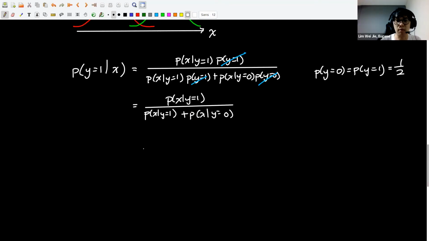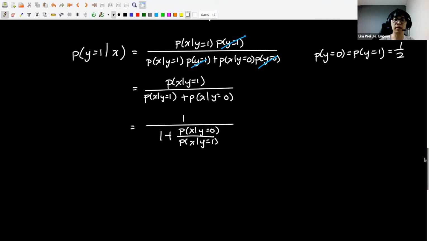Now what I'm going to do is to divide the whole term by the numerator. Essentially, I'm going to divide the numerator by p of x given y equals 1, which gives me 1, and I'm going to divide the denominator by the same factor. So what I will get is 1 over 1 plus p of x given y equals 0 divided by p of x given y equals 1.